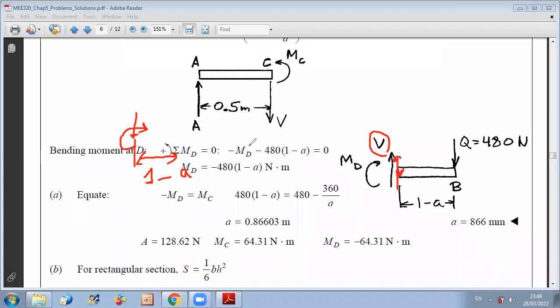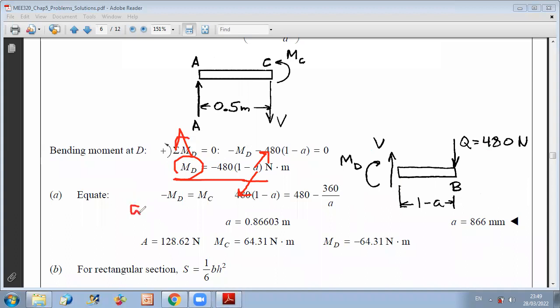So, taking the counterclockwise direction as positive for the sum of moments equation, you have a minus MD, and you have the moment of K, which is also clockwise. So minus K, which is 480 times (1 minus A), equals 0. If you look at the expression of MD, you can see that the larger the value of A, the smaller is MD. And the smaller the value of A, the larger will be MD.